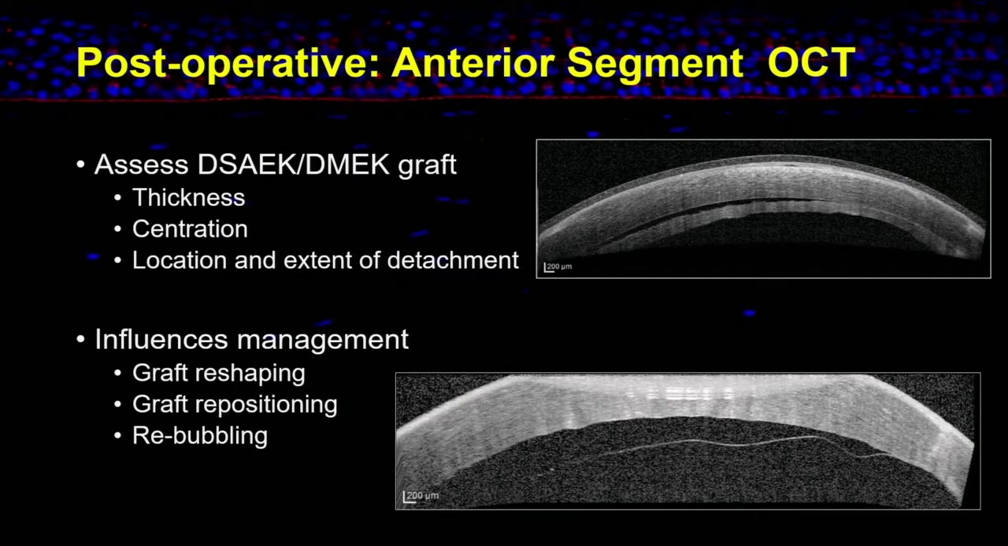Post-operatively, anterior segment OCT is useful for looking at endothelial grafts, so you can look at thickness, centration, and then the location and extent if there's a detachment there. And so it can help influence management, looking at things like the need for graft reshaping or repositioning or rebubbling. And this is particularly useful if you've got an edematous cornea and the view is very poor with the slit lamp.